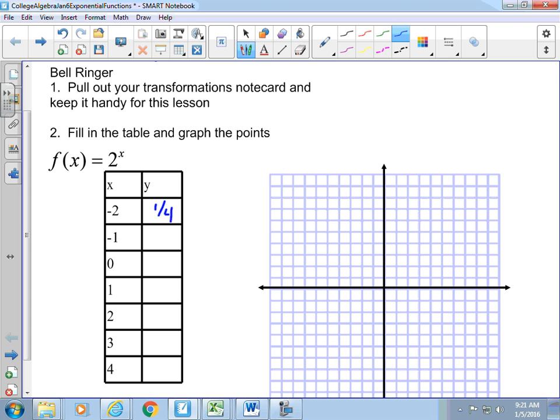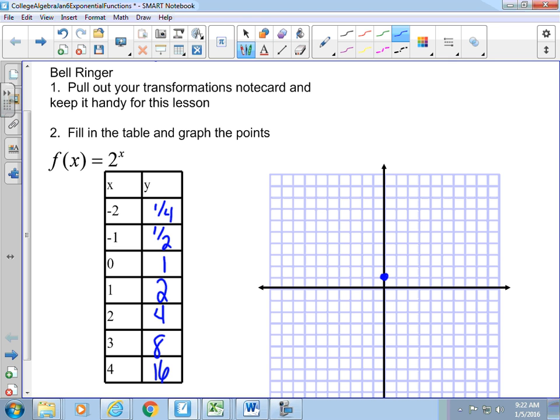Squared, 1/2. What is anything to the 0 power from yesterday's notes? 2, 4, 8, 16. And it asks you to graph that.